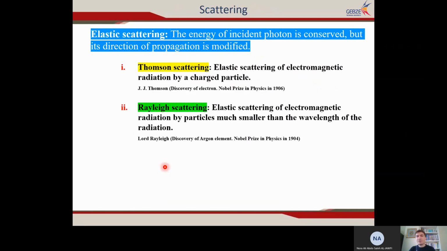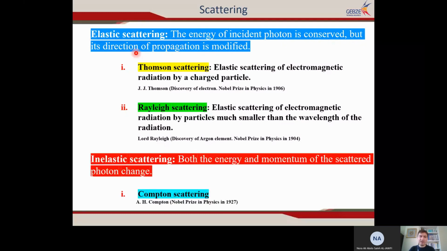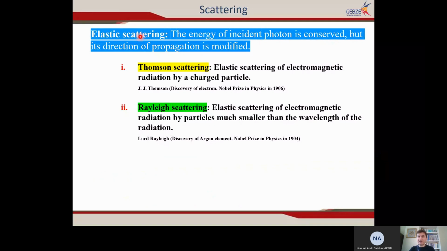So now let me continue with the scattering mechanism. We have two main types of scattering. One is elastic scattering, the other one is inelastic scattering. So what is the difference between them? In elastic scattering, the energy of the incident photon is conserved, but its direction of propagation is modified.